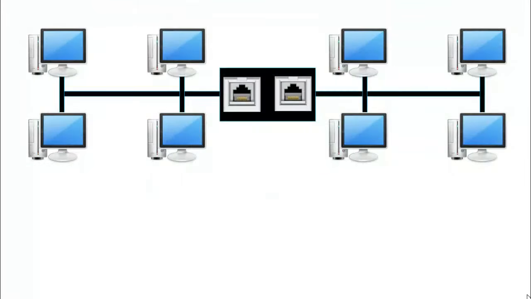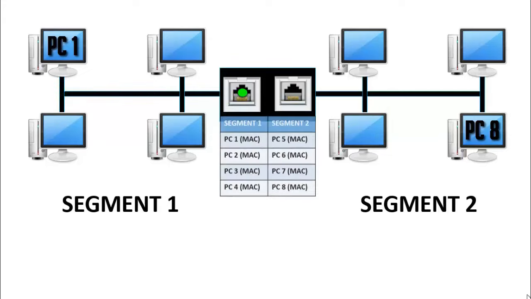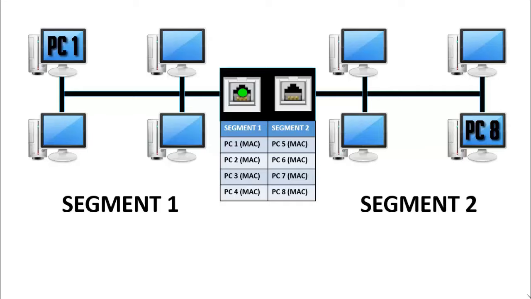Let's take another example. Here, PC1 is trying to send data to PC8. So, the data will first travel to the bridge. The bridge is going to read its MAC address table and decide whether to send the data into segment 1 or segment 2. Since PC8 is in segment 2, the bridge will broadcast this data in segment 2.